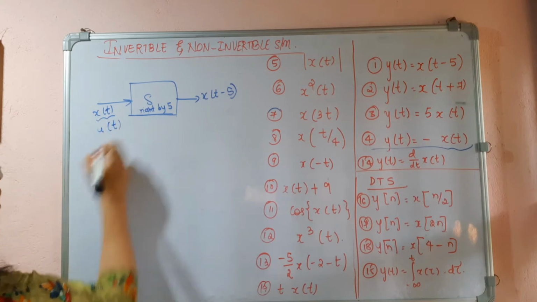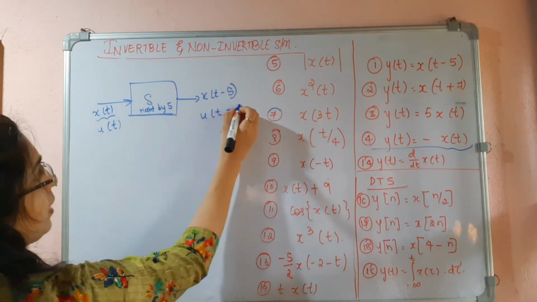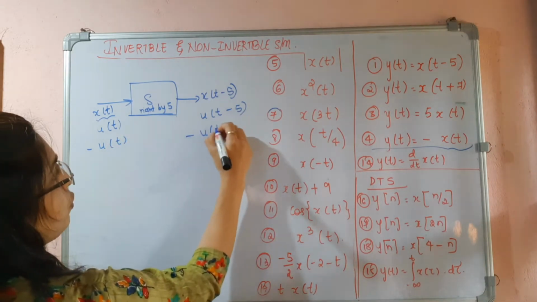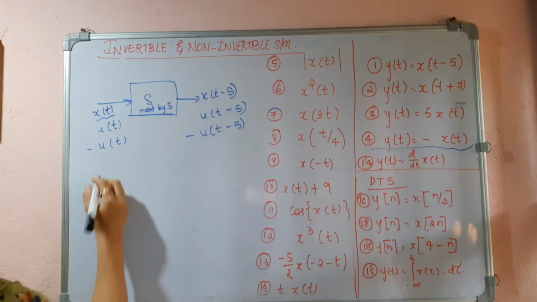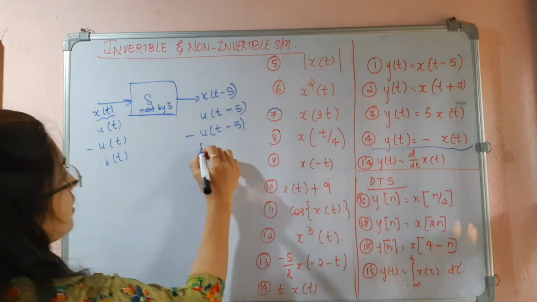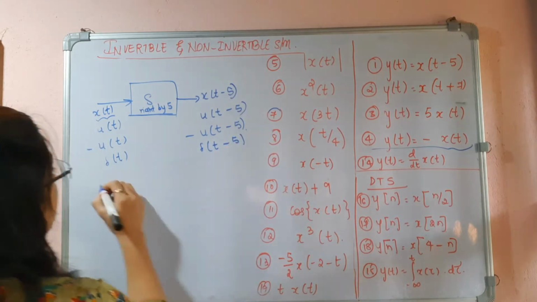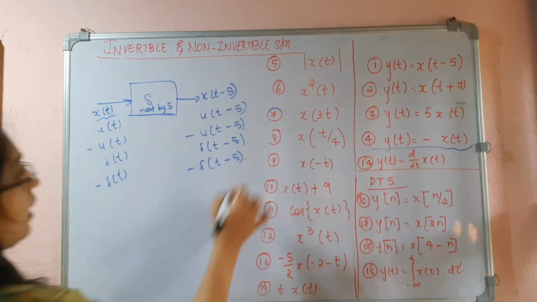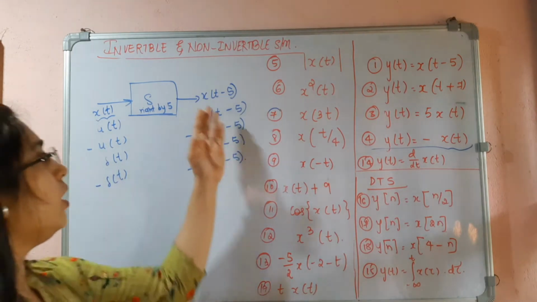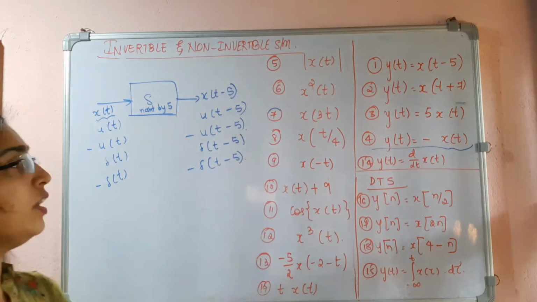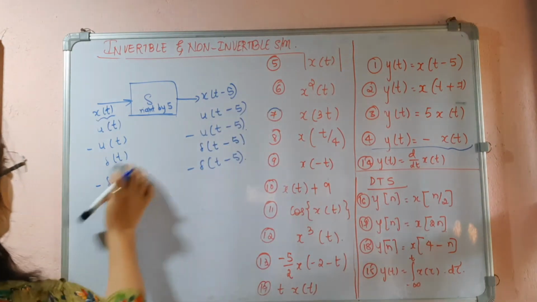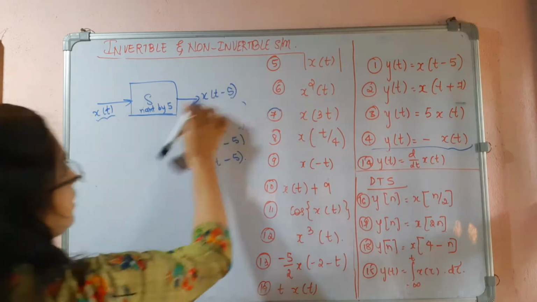If I give the signal u of t, it is u of t minus 5. If I give minus of u of t, it is minus of u of t minus 5. If I give delta t, this is delta t minus 5. Minus delta of t will be minus delta t minus 5. So these all are distinct outputs, right? No output is the same here. So it is distinct, so we can say this is an invertible system.